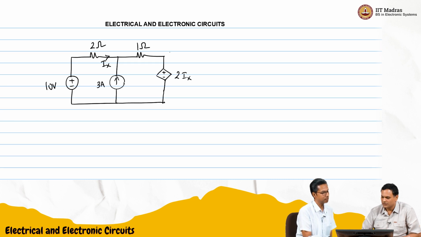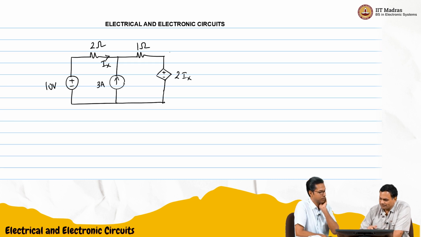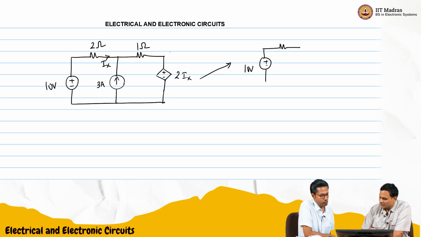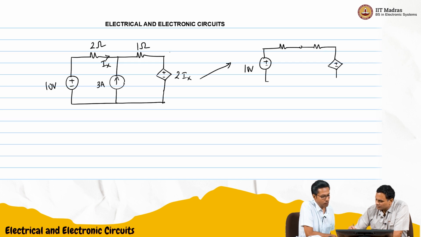Let's solve this using superposition. We will try for the 10 volt source first. So one network would be like this: 10 volts, then the 2 ohms, the 3 ampere source is open circuited, so 1 ohm, and this is the other voltage source, which is 2 times Ix, and now this is Ix. And this is 2 ohms and 1 ohm.